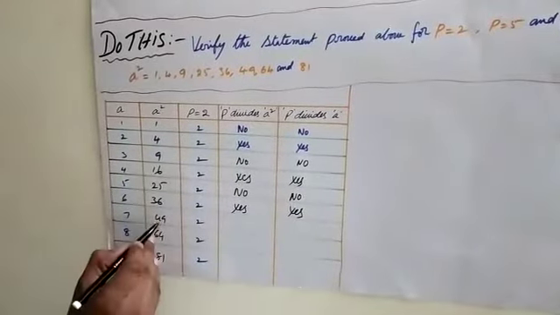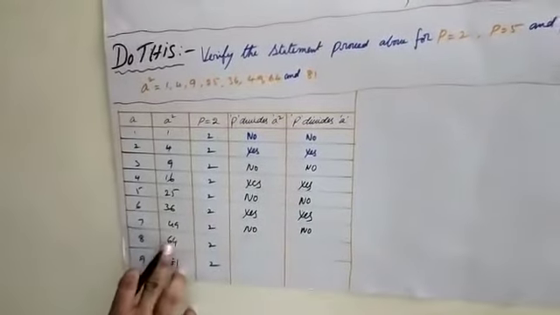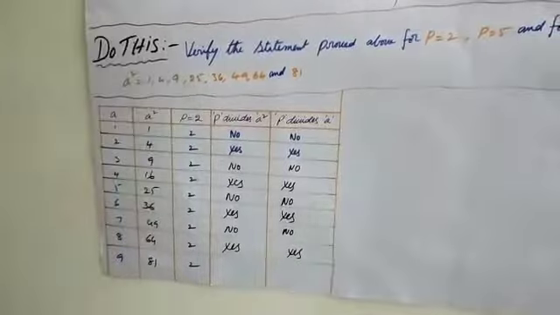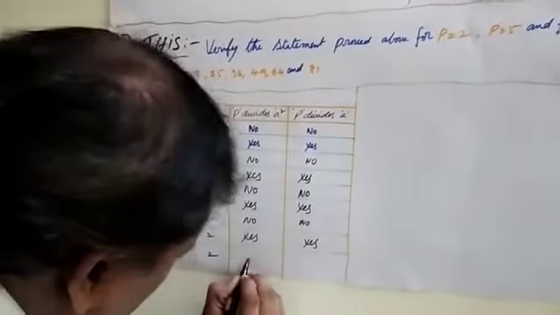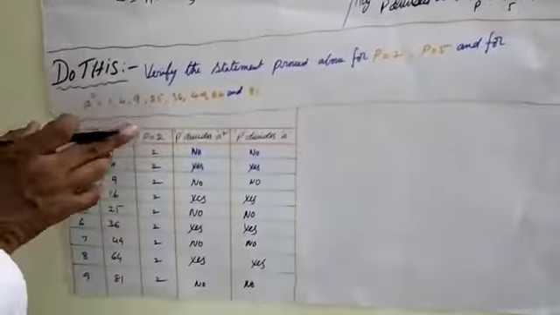49 by 2, no. Also no. 64 by 2, yes. Also yes. 81 by 2, no. This is also no. Like this, this is for p = 2.